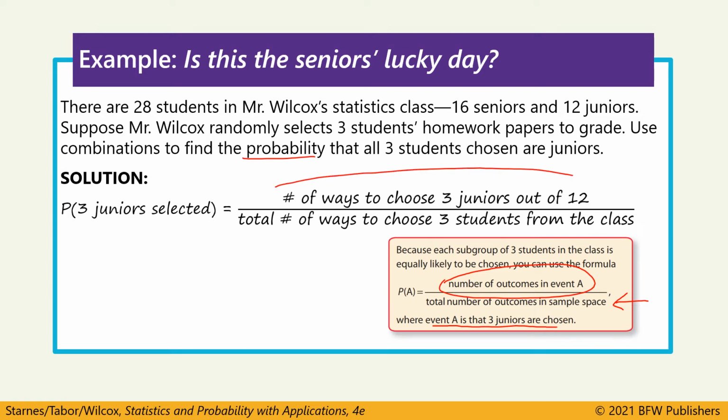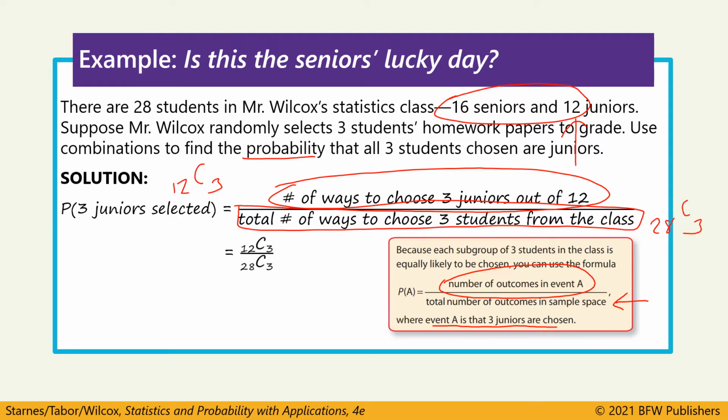So to start, let's figure out how many ways we can choose 3 juniors out of the 12 total juniors. It doesn't matter what order we pick them in, so that would be a 12 choose 3. On the bottom, we're going to put the total number of ways that we can pick any 3 students from the class. There are 28 students in the class. We're going to choose 3 of them. Again, order doesn't matter, so 28 C 3 on the bottom. And we end up with a probability of 6.7% that all 3 students chosen are juniors.